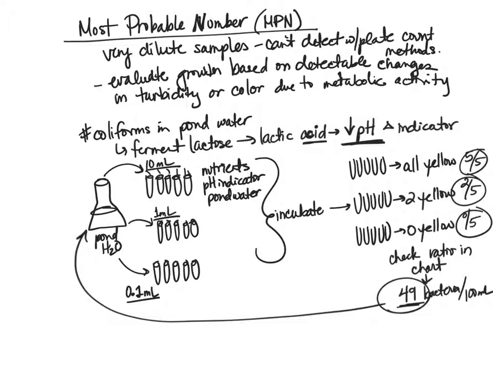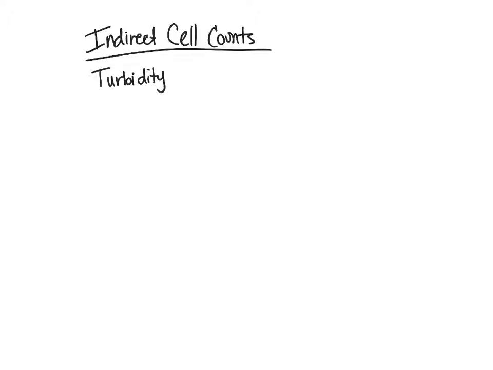Now what we're going to do is talk briefly about our indirect cell count methods. Just quickly, we're going to talk about a couple of these. These are a little bit less ordered out, a little bit less detailed. So first of all, we can look at turbidity. Turbidity is the cloudiness of the liquid suspension of bacteria.